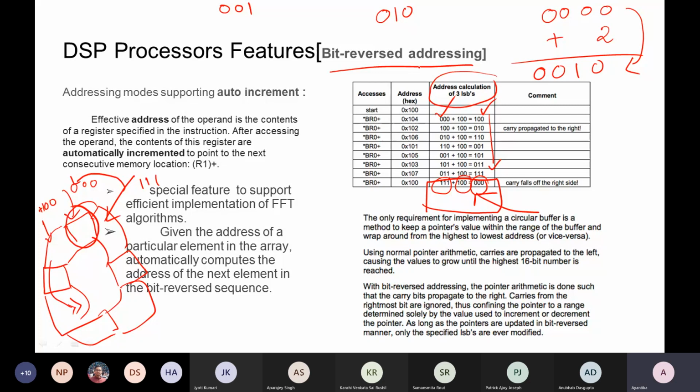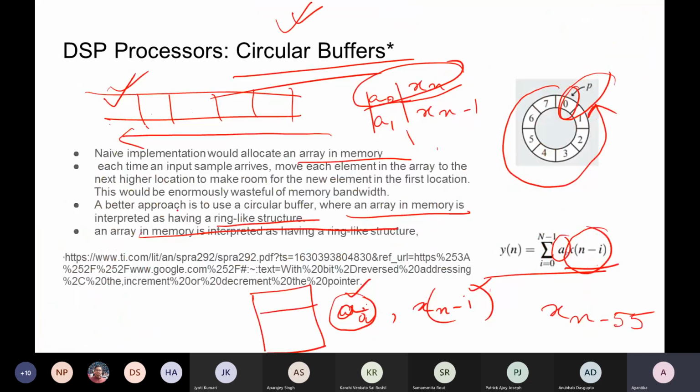To avoid that scenario, DSP supports this type of efficient addressing technique where the address calculation is done in this bit reversed way, where we can actually get the idea of how we are accessing the locations of this ring-like structure. We are starting from a particular location and we are coming back there. So this is a special feature to support efficient implementation of FFT algorithms. FFT means these kinds of algorithms.